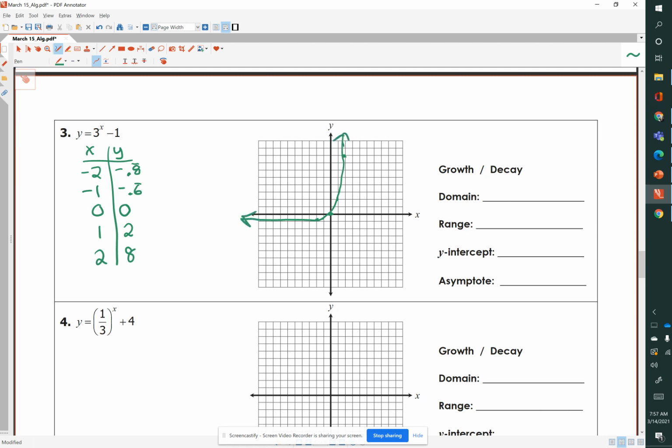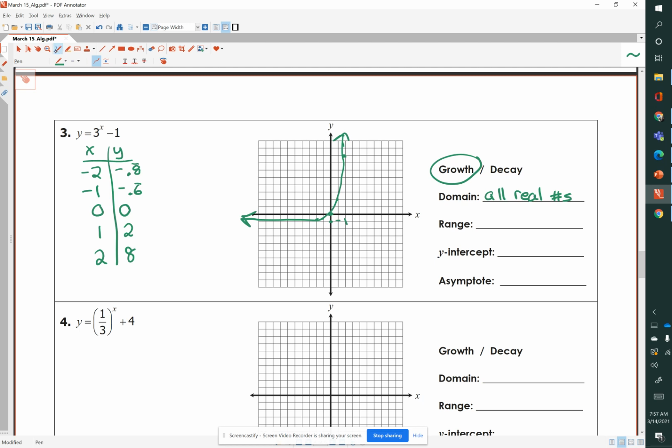And we see still that this is a growth function. It's increasing. We see also that the domain is all real numbers. In the range, the x values that are covered, well, you can see that if this is -1, that this graph will never cross y equals -1.